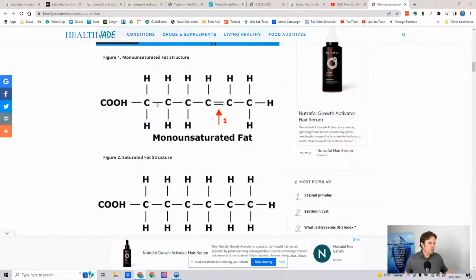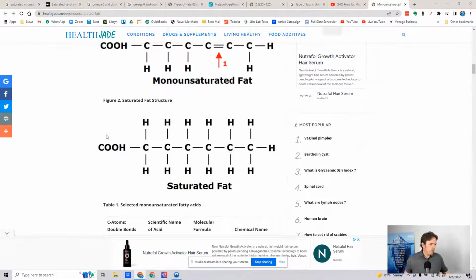Real fast again, a little recap. These are your saturated fats right here: carbon, hydrogen, hydroxyl, carbon all saturated with the hydrogen on the end. These are going to be your coconut oil. This is your grass-fed butter. This is going to be your healthy tallow, grass-fed meat. These are going to be all those healthy animal fats.